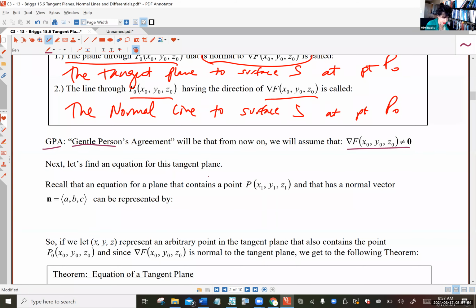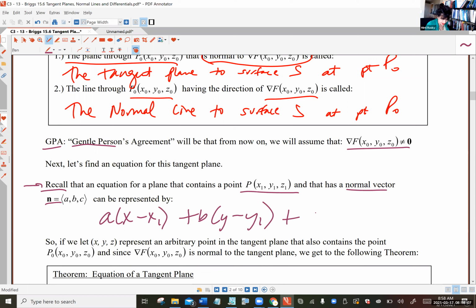Okay, now let's get the equation for the tangent plane. So just a little recall now. The equation for a plane that contains a point and has a normal vector n is represented by this standard equation for a plane. So here's the standard equation for a plane.